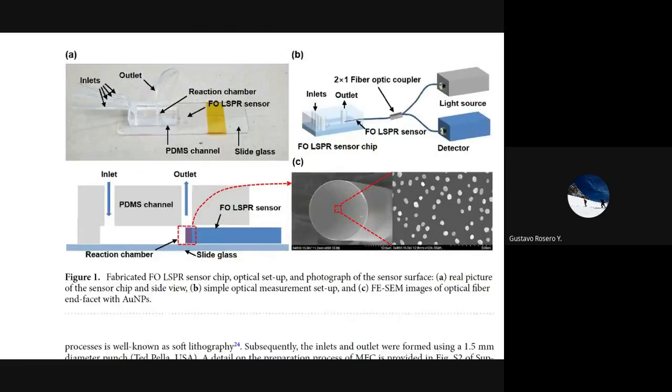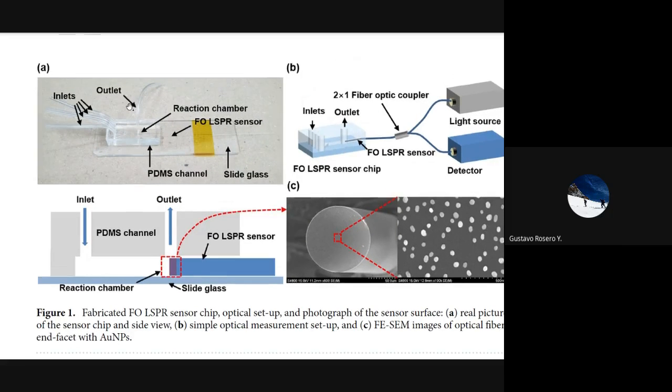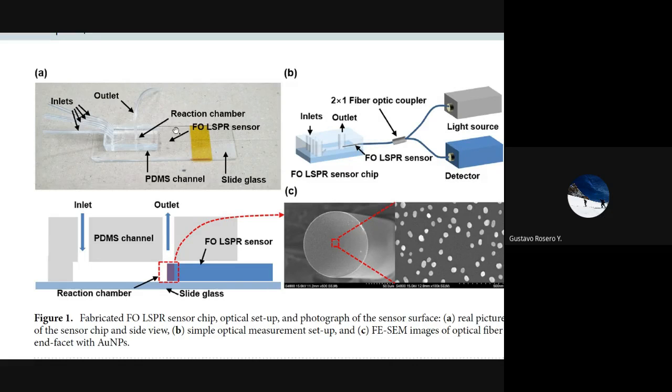They fabricate a microfluidic device with PDMS, as you see on the left of your screen, and then they use several inlets in order to introduce different reagents. One of these is the nanoparticles that react with the optic fiber that is developed. They have points to react with the nanoparticles, and they are able to measure this thyroglobulin.